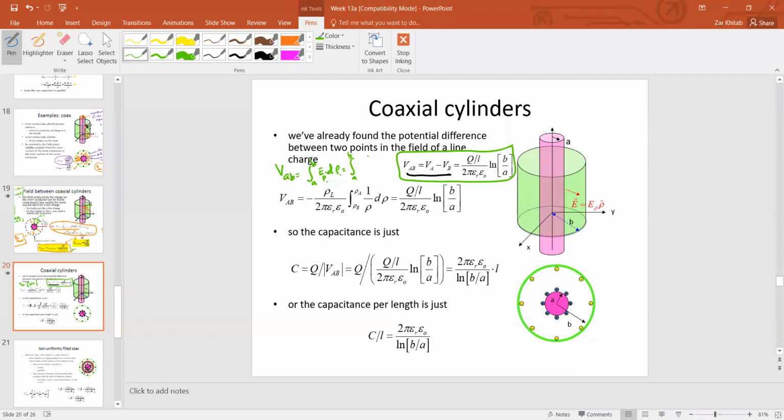E rho is how much? Rho L divided by 2 pi epsilon naught epsilon r, dot 1 over rho d rho. Is this clear? So knock out some of the constants or bring them outside of the integral.